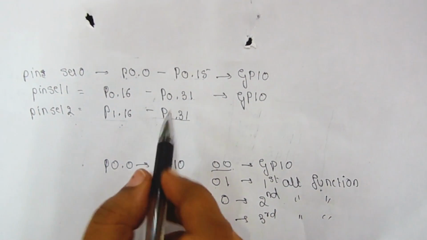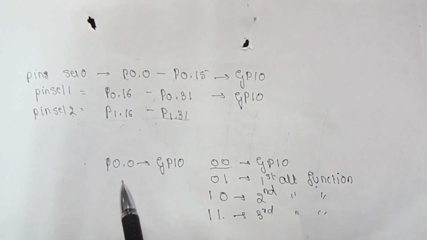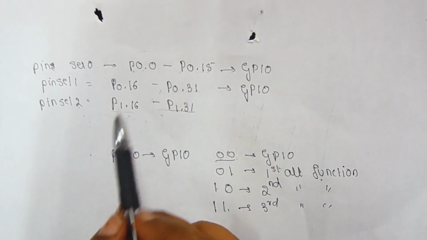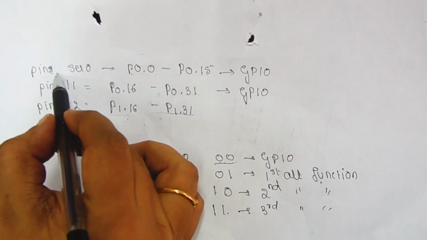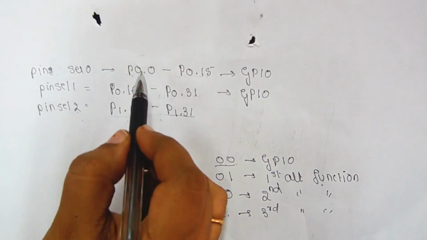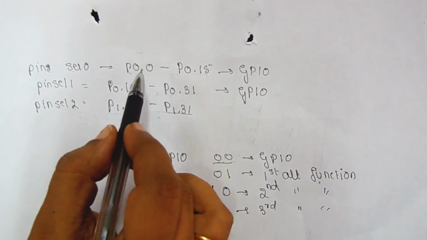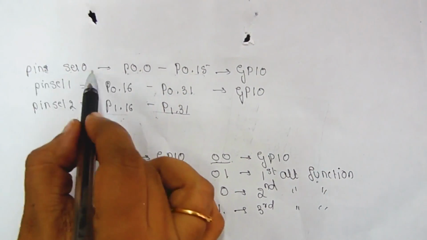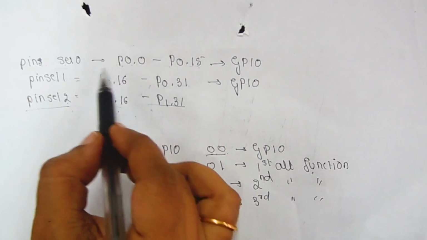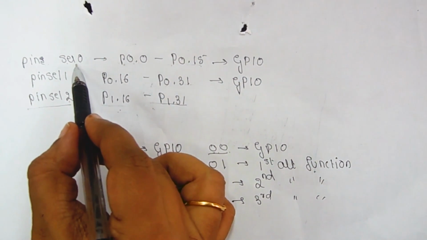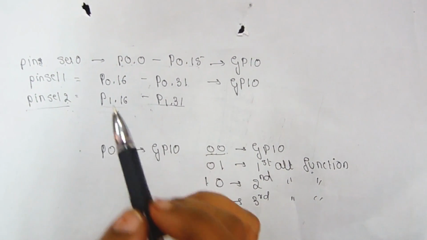Now, whatever pins we are using as GPIO pins, we have to first configure these pins as 0, 0. Remember, each register is allotted 16 pins, with a 2-bit code for each pin. So each register here is a 32-bit register. Clear? So pin select 0, pin select 1 we are using, and pin select 2 we are using.